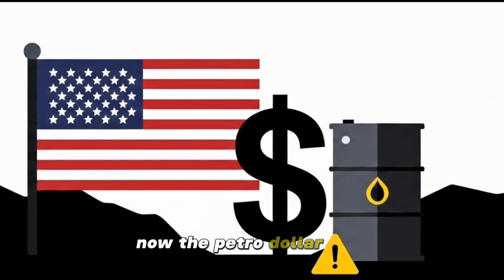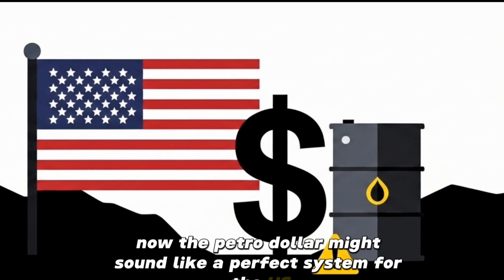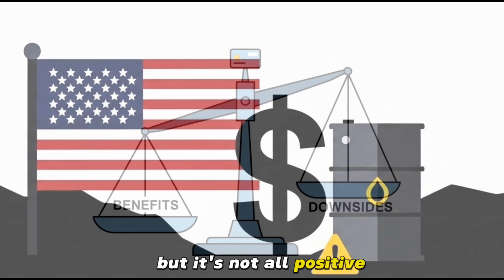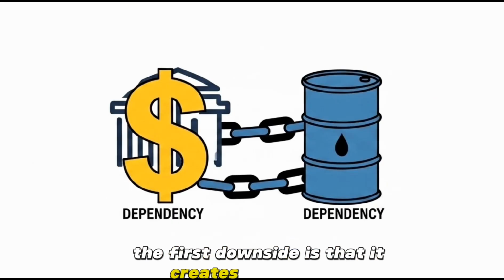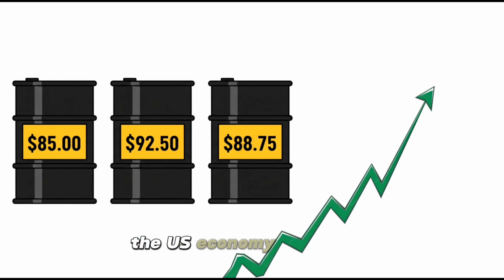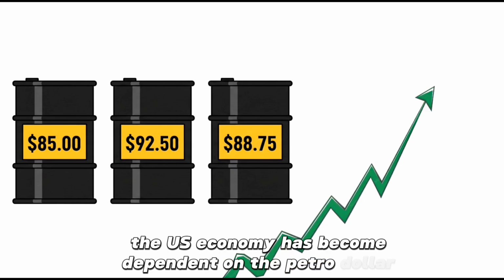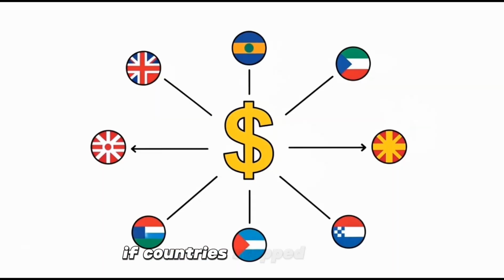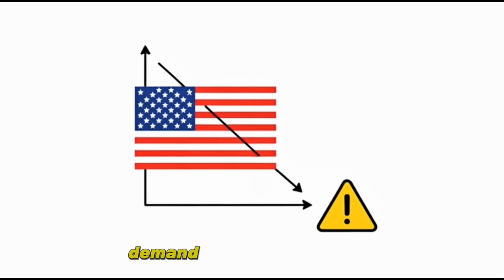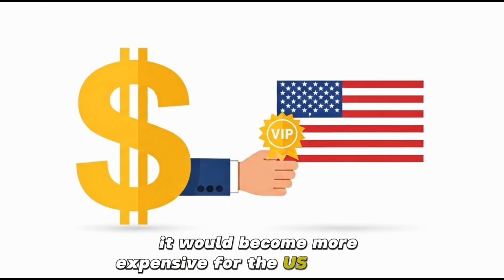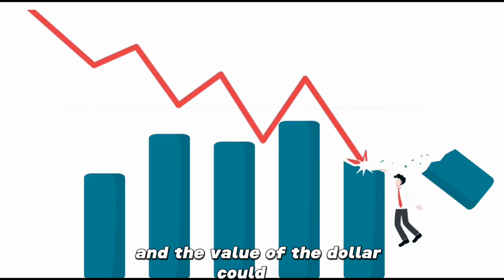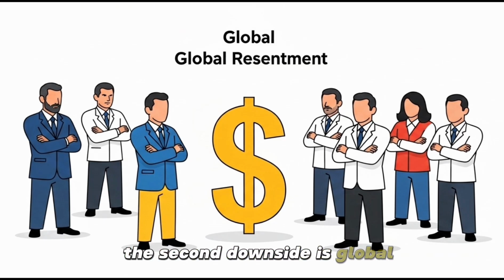Section 3. What are the downsides of the petrodollar? Now, the petrodollar might sound like a perfect system for the US, but it's not all positive. There are downsides and criticisms too. The first downside is that it creates dependency. The US economy has become dependent on the petrodollar system. If countries stop using the dollar for oil, demand for the dollar would drop, and the US would face serious economic problems. It would become more expensive for the US to borrow money, and the value of the dollar could fall.